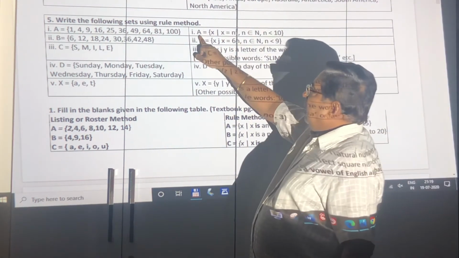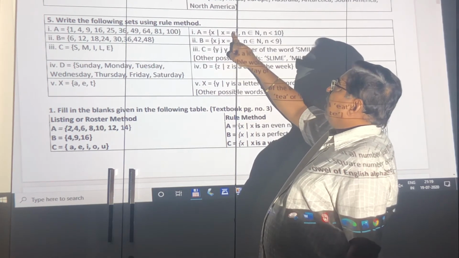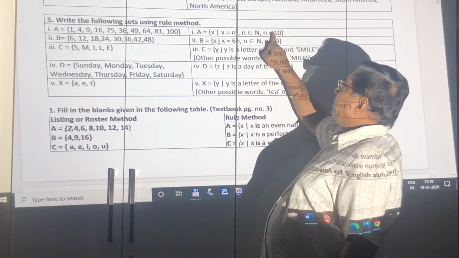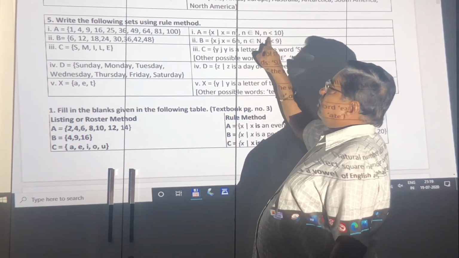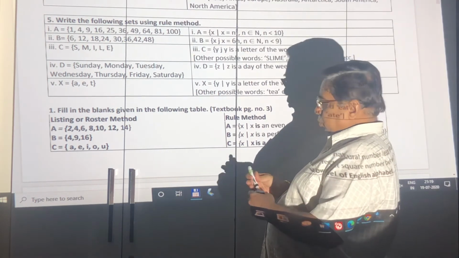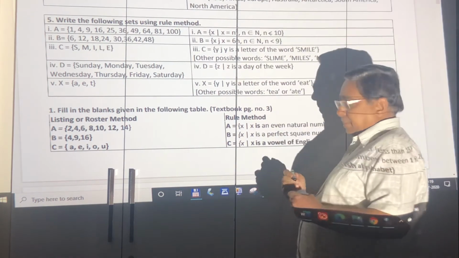So, set A has member X. X is n square, and n belongs to natural numbers and n is less than or equal to 10, because we have to reach till 100. Okay? So, I will put it here. Mistake, so I'll correct that. Less than or equal to 10.